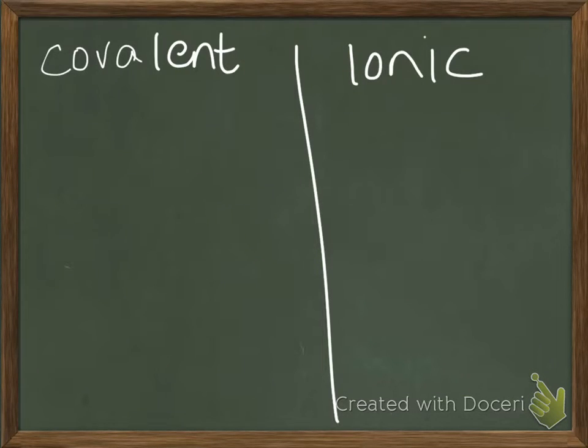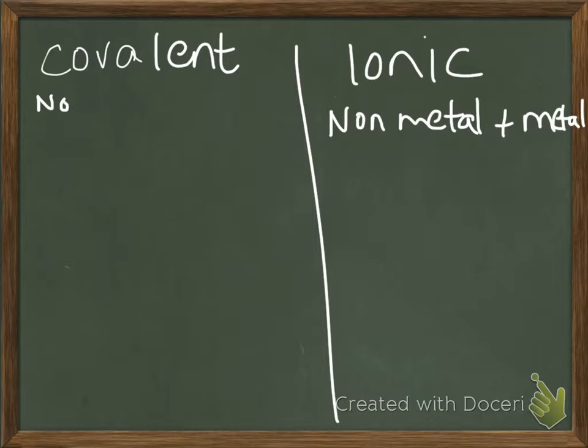So let's get into some differences between covalent and ionic bonds. An ionic bond occurs between a non-metal and a metal, but a covalent bond occurs between a non-metal and a non-metal.